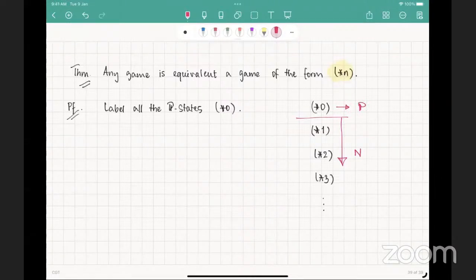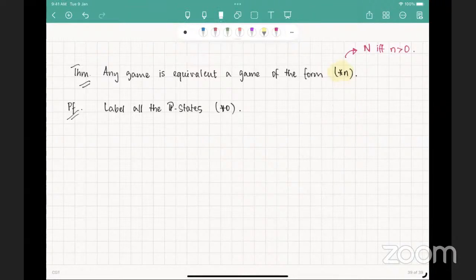If you have just a single heap, then the first player just empties it out. So this is an N if and only if n is greater than 0, right? And if n is equal to 0, then it's a P. That's the situation we have with the atomic nim games. So if you want to say that a game is equivalent to a game of this form and your game happens to be P, then you really don't have much of a choice. This is the only valid label for it, to label it *0. So you start from there.